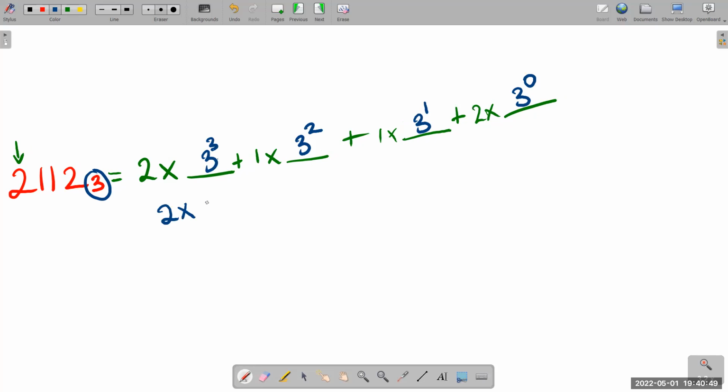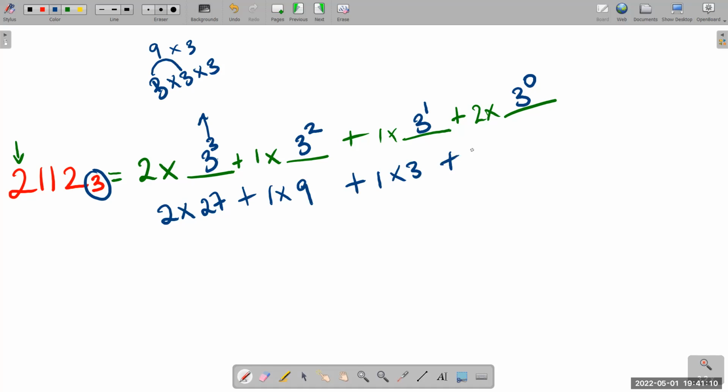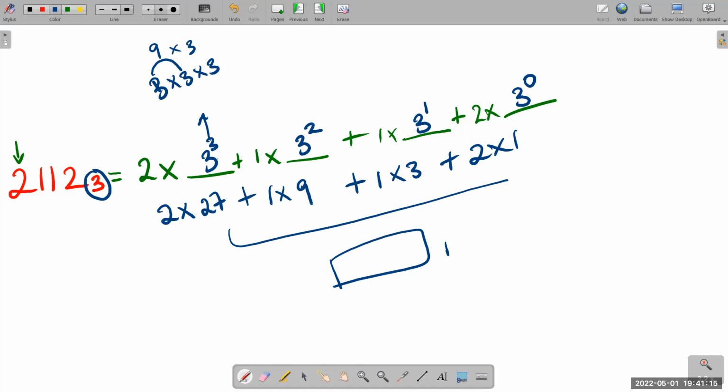Because there's going to be 2 times what? 27. How do I get 27? 3 times 3 times 3. 3 times 3 is 9. 9 times 3 is 27. Plus 1 times 9, plus 1 times 3, plus 2 times 1. And when you work out all of this and get your one answer, that's going to be in what? Base 10. Everybody got it? That's how easy it is to change any number from another base back to base 10.